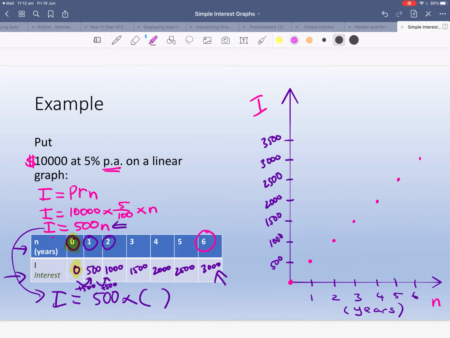So what I have is a straight line. Now I'm going to use a highlighter just to show. See how it's a straight line there? I need to join it up together. Okay. And this will go on forever.